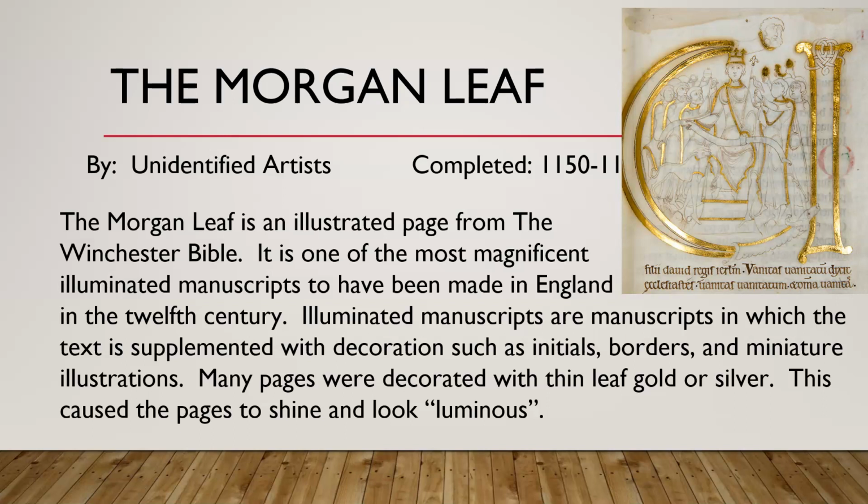It's one of the most magnificent illuminated manuscripts to have been made in England in the 12th century. Illuminated manuscripts are manuscripts in which the text is supplemented with decoration, such as initials, borders, and miniature illustrations. Many of the pages were decorated with thin leaf gold or silver. This caused the pages to shine and look luminous.